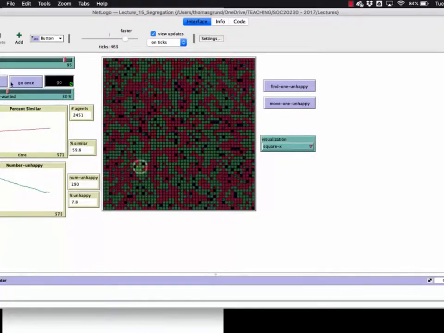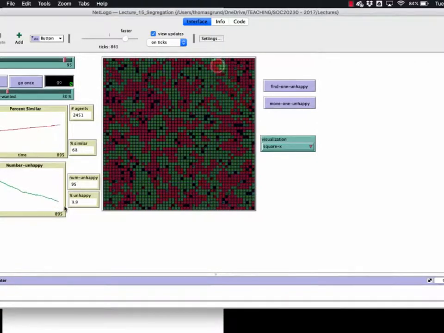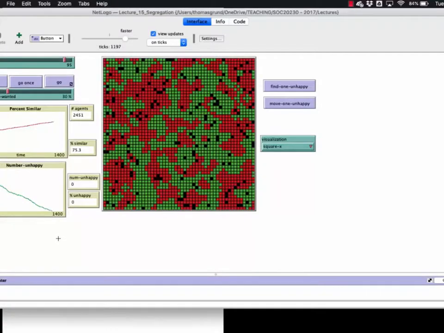And what you see here now is different kinds of things, like the average percent of similar individuals around individuals. Remember, they are happy with 30% similar individuals, but somehow segregation goes up. We have less and less unhappy people, but even this very simple rule, that I'm fine with up to 70% dissimilar people around me, leads to a pretty segregated world. Now we're at the stage where on average people are surrounded by 75% similar individuals, even though they would have been happy with 30%.